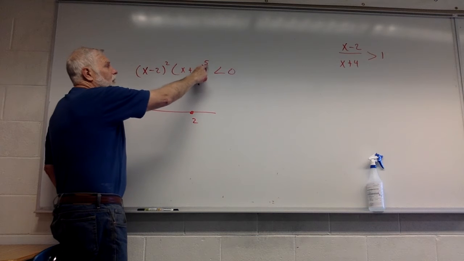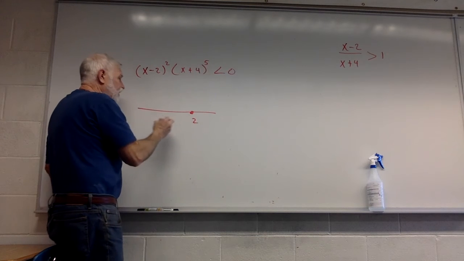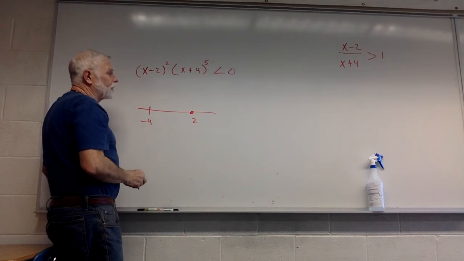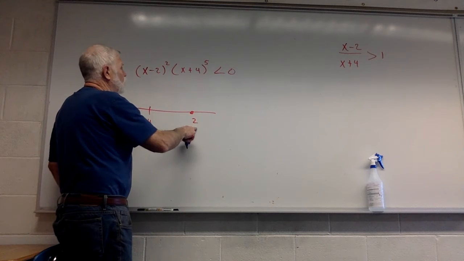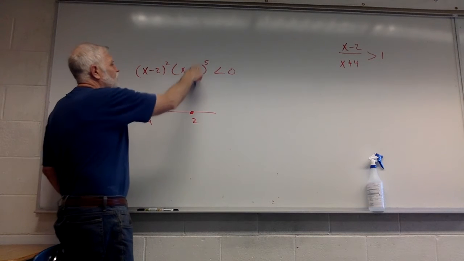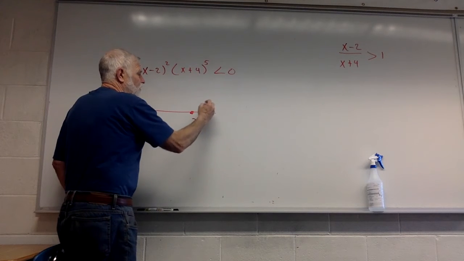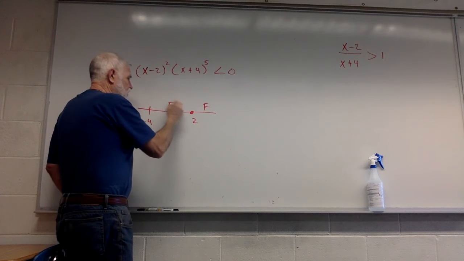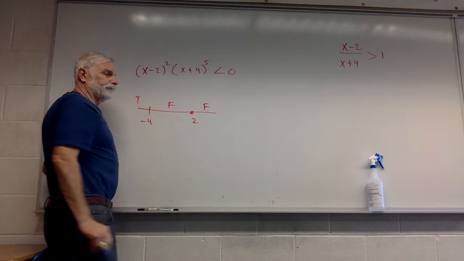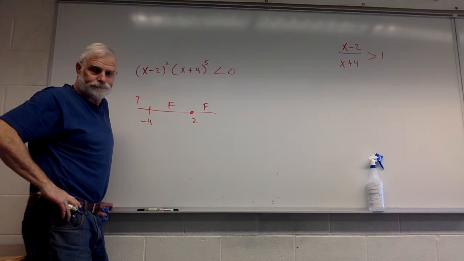-4 to the 5th power is odd, so there's a sign change. Pick a number bigger than 2. 1,000,000 minus 2 squared, 1,000,000 plus 4 to the 5th. Is that less than 0? False. False. True. That's what you should get.